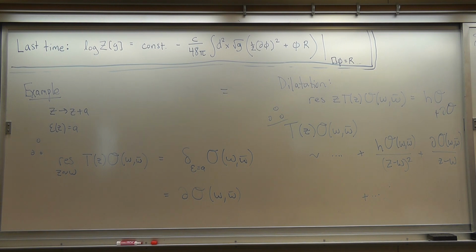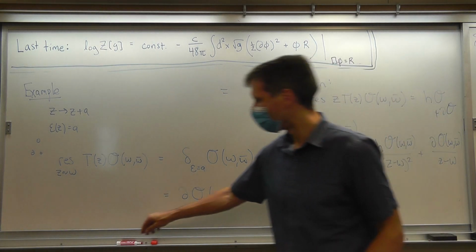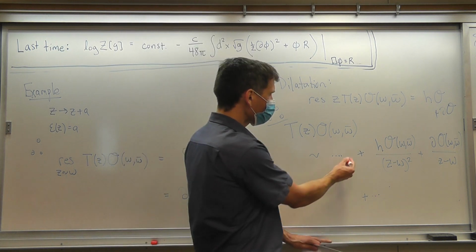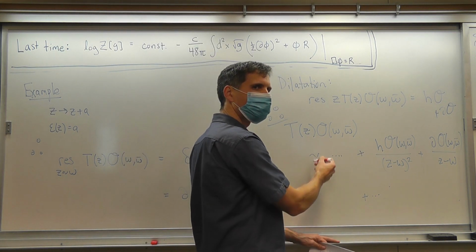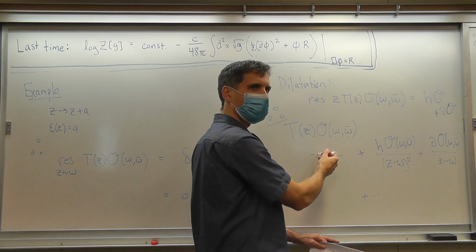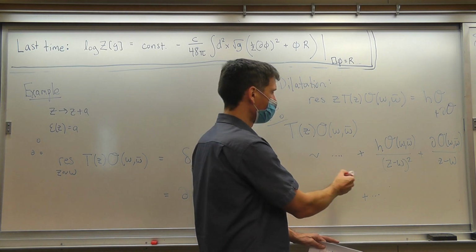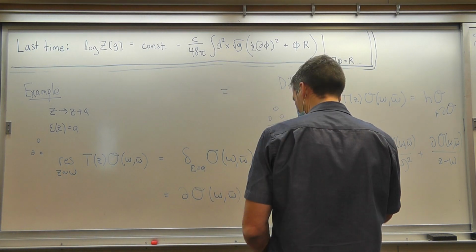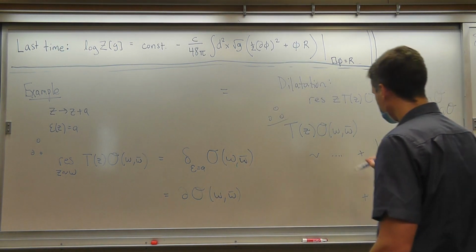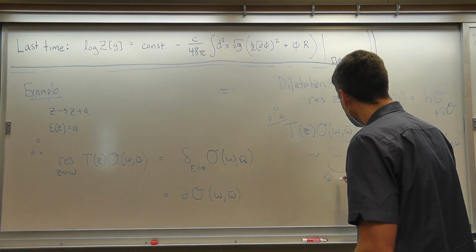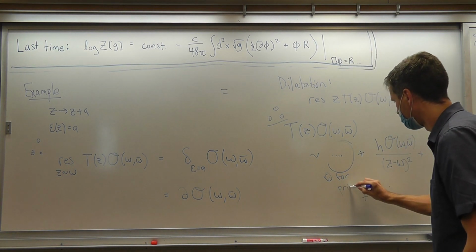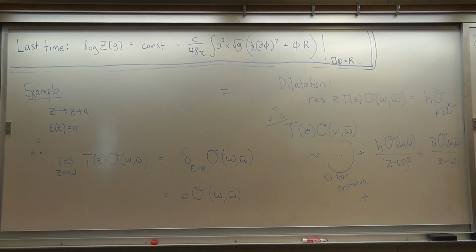If you take those two singularities and put them together, these are the singular terms. If you had more stuff here, that would correspond to the variation under special conformal transformations. But primaries are annihilated by special conformal transformations. So this stuff here vanishes for primaries. So now we know the singular terms in the OPE for primaries.